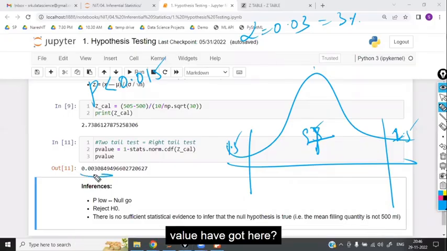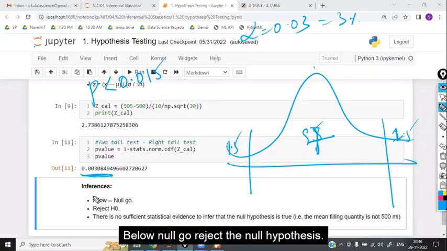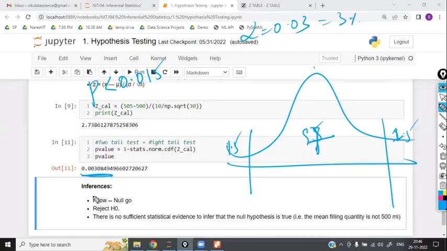Now what is the p value you have got here? This is less than 0.015. So if p is low, null go, reject the null hypothesis. Is that clear, guys?